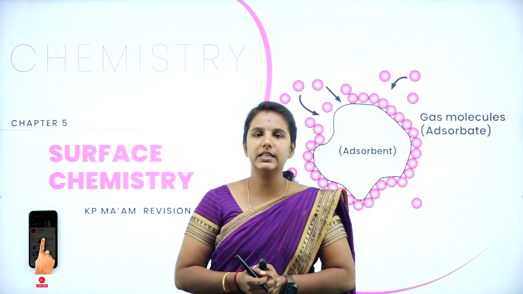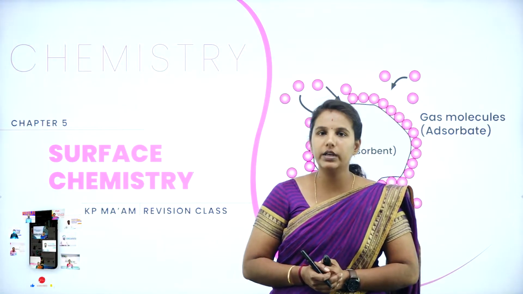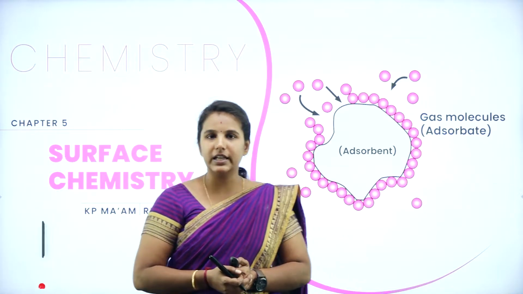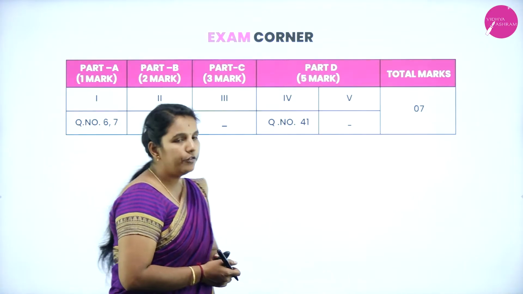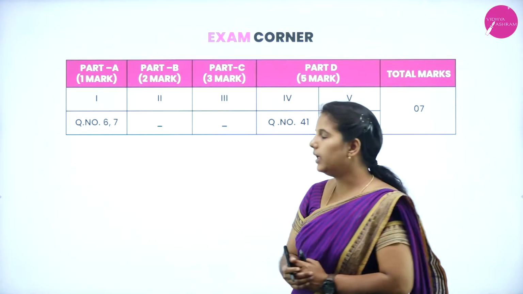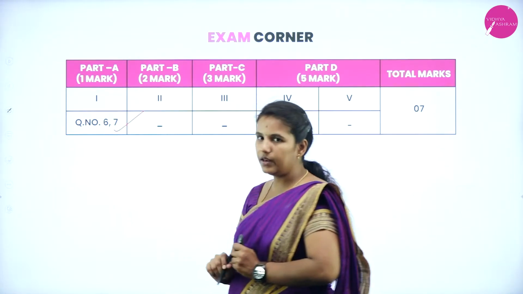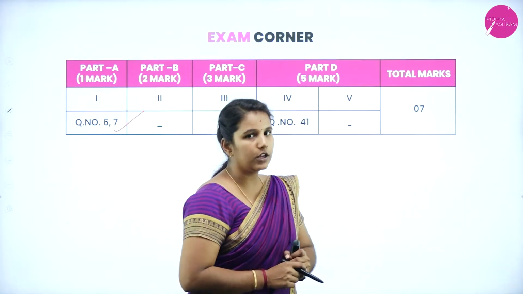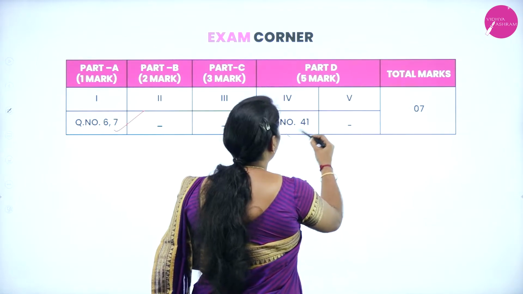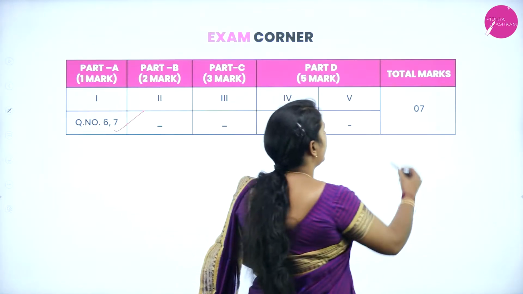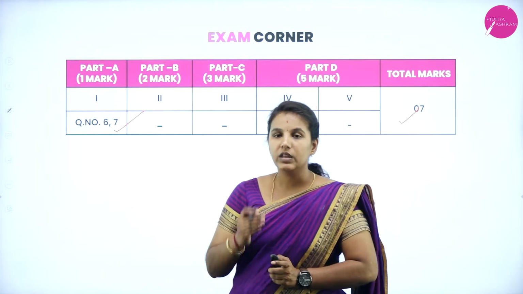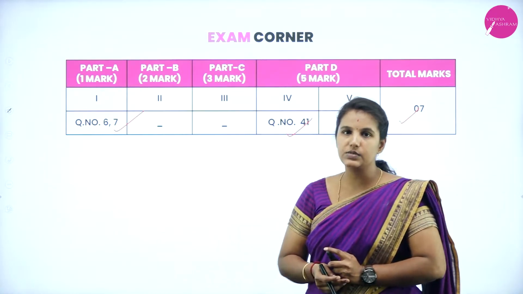My dear students, in this session we are going to discuss Unit 5, Surface Chemistry. Before going to discuss this unit, let's see the weightage of this unit. From this unit, we can expect two 1-mark questions, question numbers 6 and 7. We can also expect a question in Part D, the 4th main, question number 41. So totally we can expect 7 marks from this unit. Let's see what questions arise from this unit.